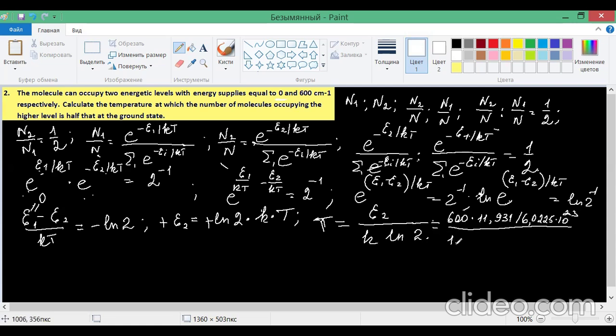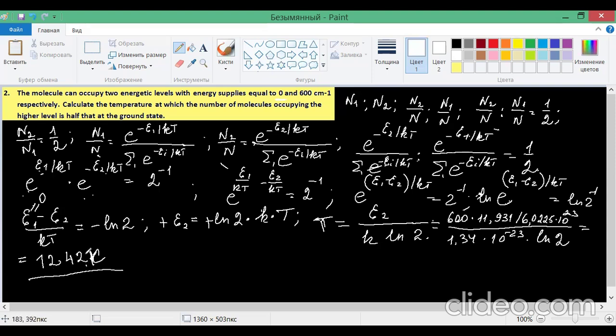It's equal to 1.38 times 10 raised to minus the 23rd, and natural logarithm of 2. If you take a calculator, you will see that it's equal to 1,242 Kelvin. And this is the answer.